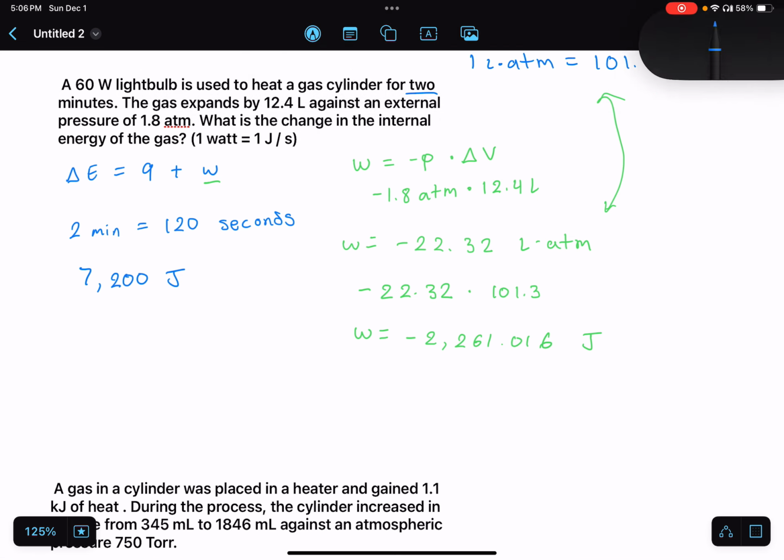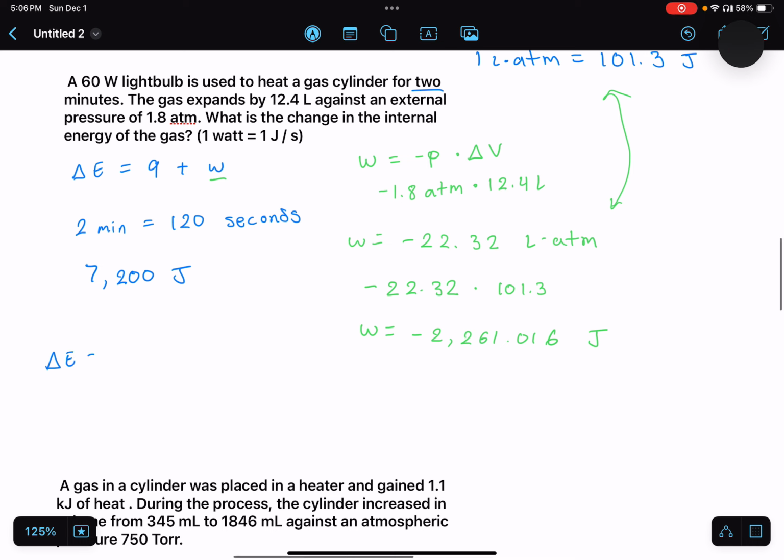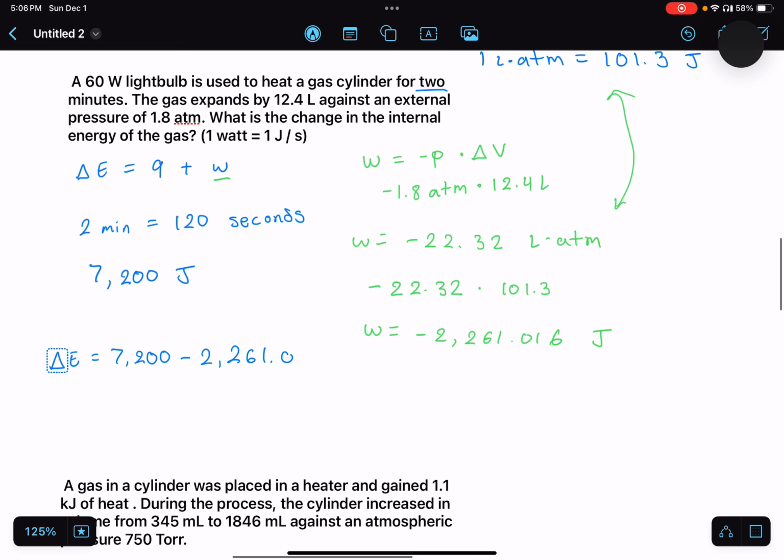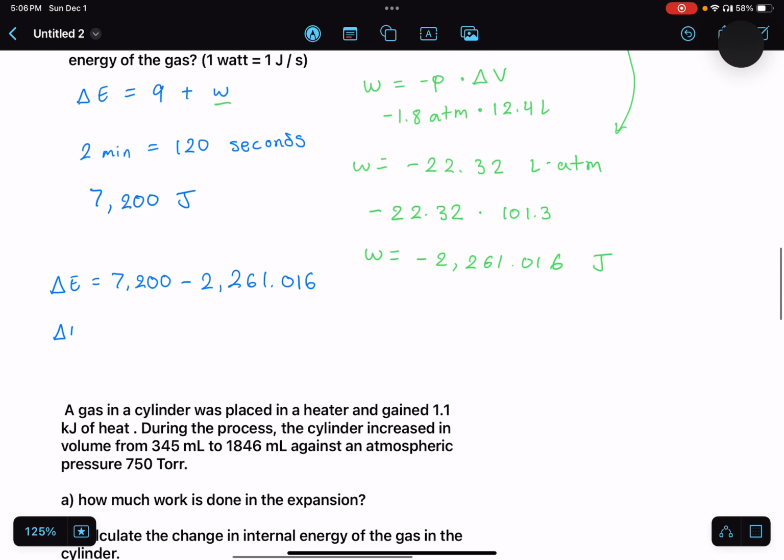Now I can find the delta E, because all I have to do is subtract. So delta E equals 7,200 minus 2,261.016. There we go. So we get 4,938.984 joules.